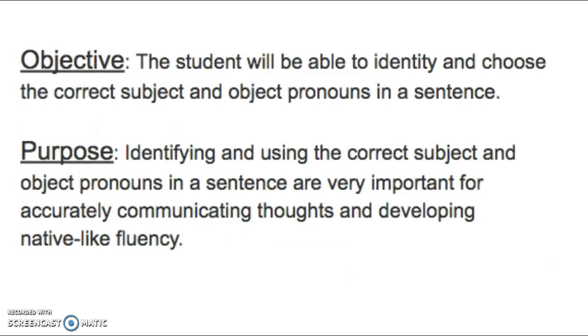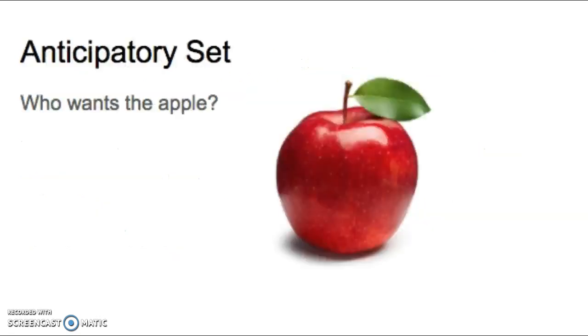The objective for this lesson is that students will be able to identify and choose the correct subject and object pronouns in a sentence. This is meaningful and purposeful because identifying and using the correct subject and object pronoun in a sentence are very important for accurately communicating thoughts and developing native-like fluency.